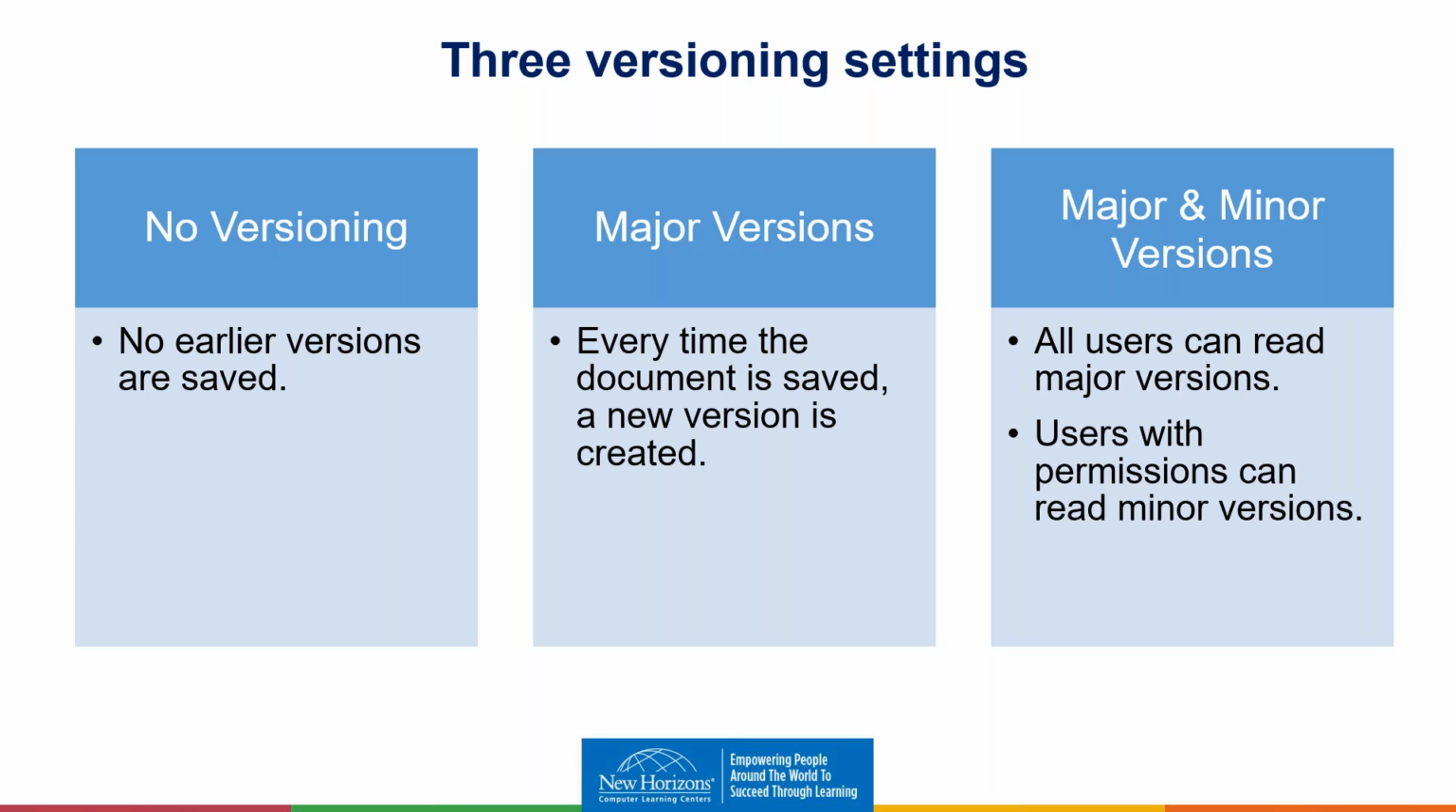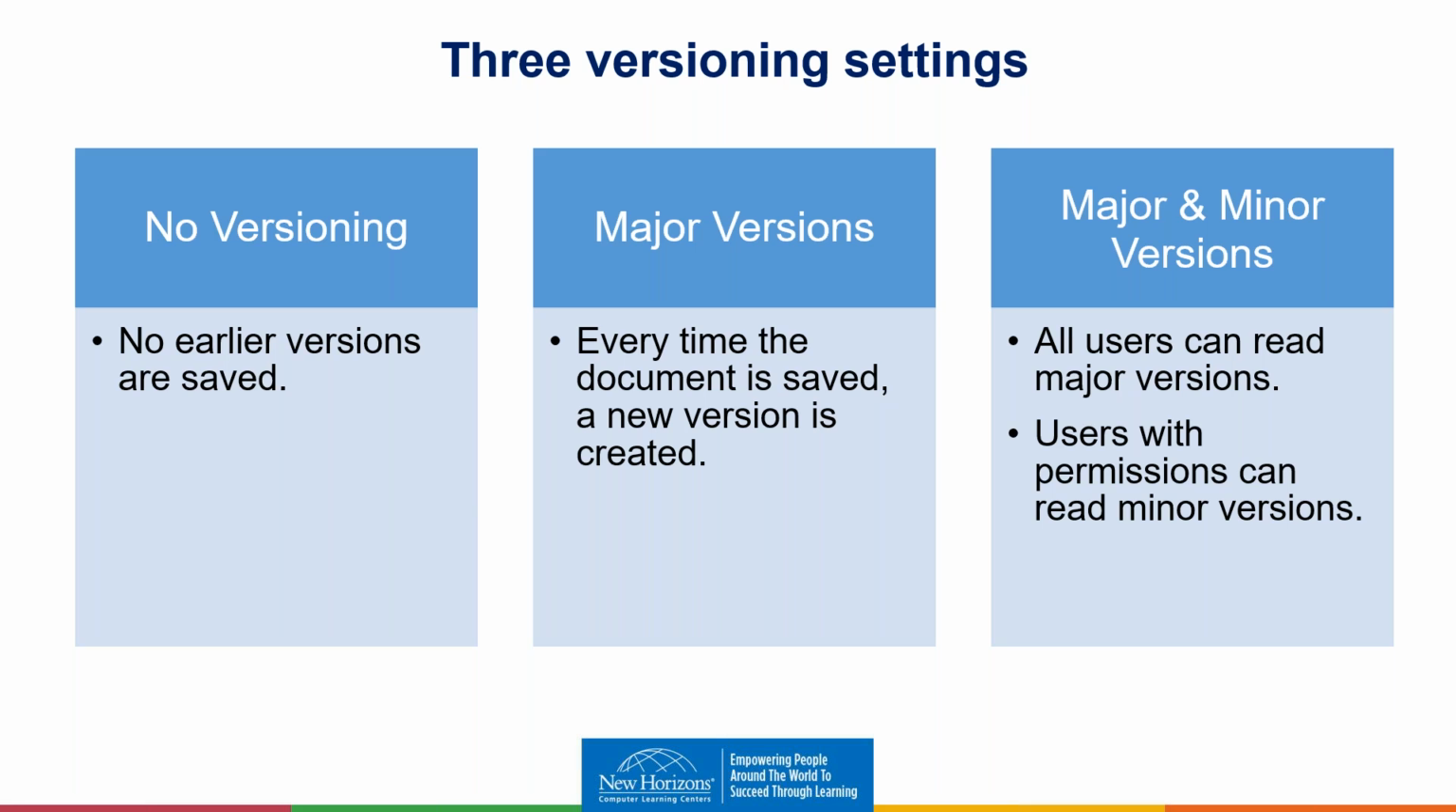When you open a previous version of a document, the Office app will warn you that the document is a previous version and gives you the option of comparing this version to the current version or restoring this version to make it the current version. There are 3 version settings you have in here: no versioning, no earlier versions are saved. You have major versions. Every time a document is saved, a new version is created. And if it's in a shared library, it is a major version, everyone will be able to see those.